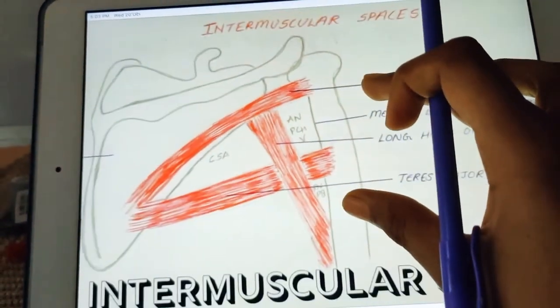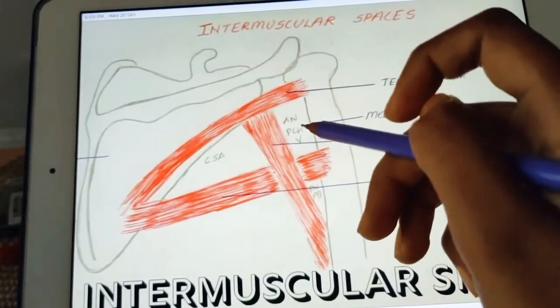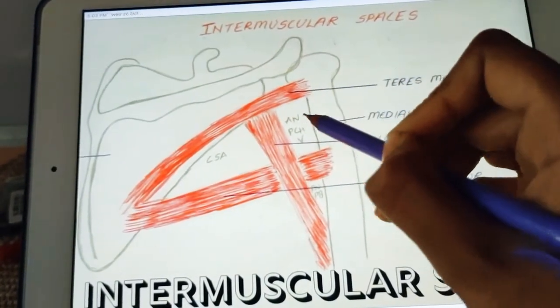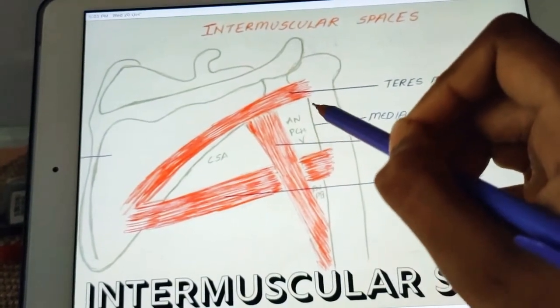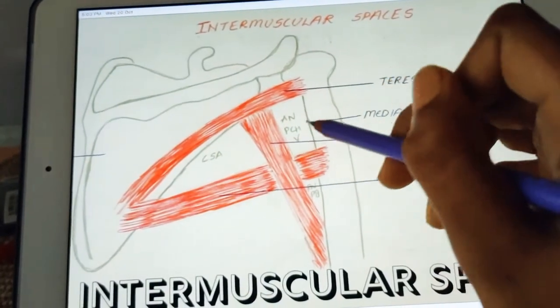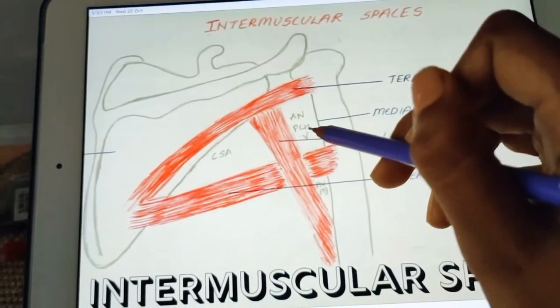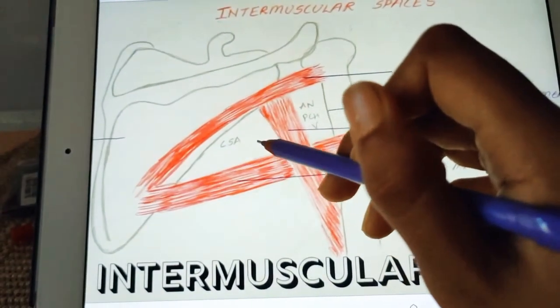Mainly the axillary nerve passes through the contents. Why the axillary nerve? Because the axillary nerve winds around the surgical neck of the humerus. The posterior circumflex humeral vessels also wind around the surgical neck. So these are the two contents of the quadrangular space. Now we'll discuss the upper triangular space.